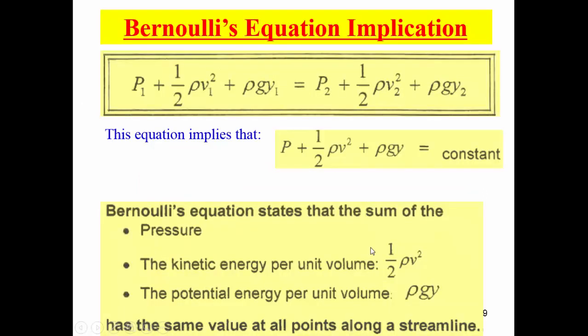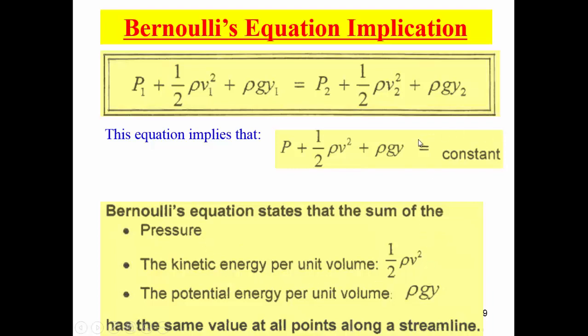Okay, now as you see here, 1/2 rho v squared represents the kinetic energy per unit volume, because density is mass per volume, and rho gh represents the potential energy per unit volume. Here we replace m by mass over volume, because again density is mass over volume. And the sum of those three terms, pressure, kinetic energy per unit volume, and potential energy per unit volume, has a constant value along the streamline. If you add them at any point in the streamline, they will give you a constant value.